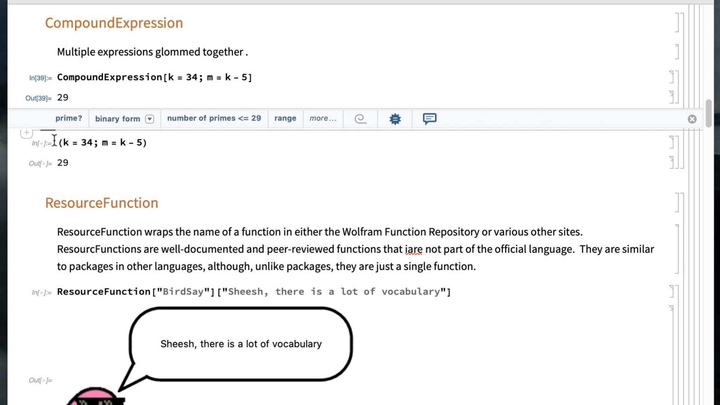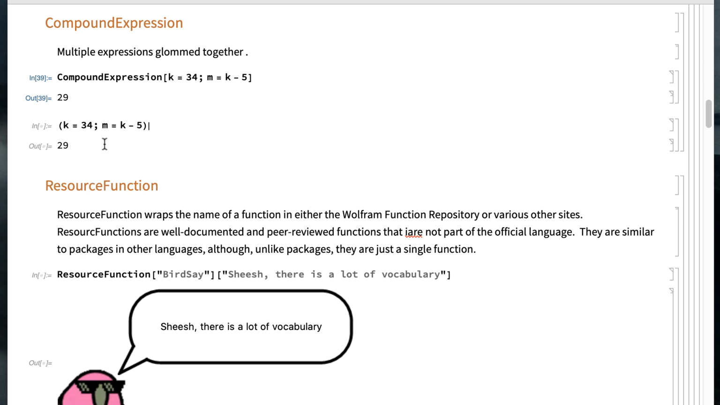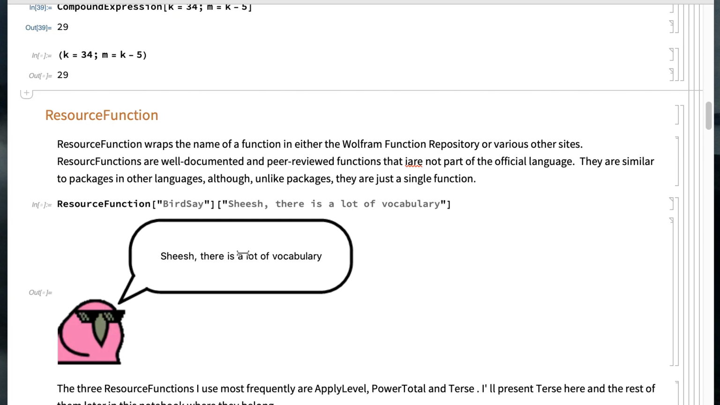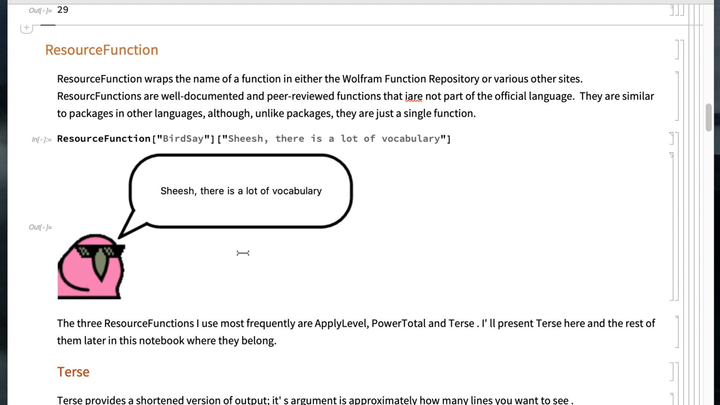Short form, so you don't have to write out compound expression. You just put things inside parentheses. And if you put multiple statements inside parentheses separated by a semicolon, you get a compound expression. You should note that Mathematica will only basically return the last thing that it evaluates. So the value of this expression is 29. It's not 34 and 29. It's just 29.